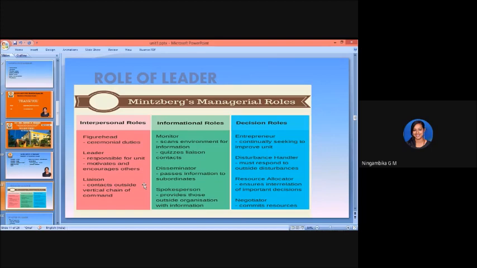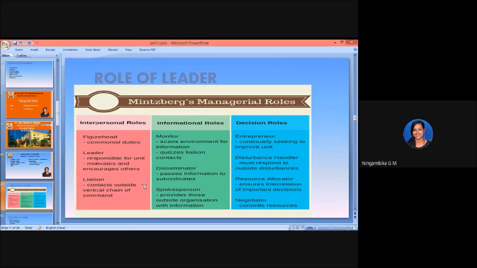The monitor scans the environment for new information to collect. He will try to see what is happening in the environment, scan what changes have been made, gather the information about the changes, and give it to the subordinates or to the higher authorities, which will help them update themselves on the changes happening. So he always acts as a monitor to gather new information.